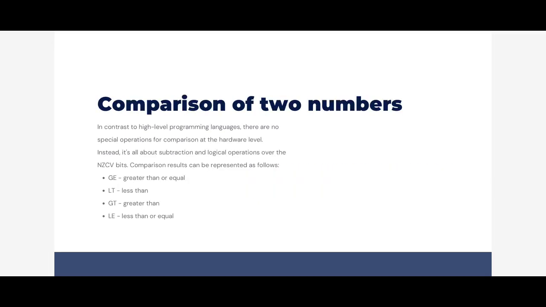Now it's time to look at comparison of two numbers. For this purpose, let's divide these comparison operations into 4 categories. The first category is greater than or equal, which can be represented as GE. The second one is LT, which means less than. The third one is GT, greater than. And the last one is LE, less than or equal. Let's go one by one and see which flags are important to calculate comparisons of two numbers. Let's begin with greater than or equal.